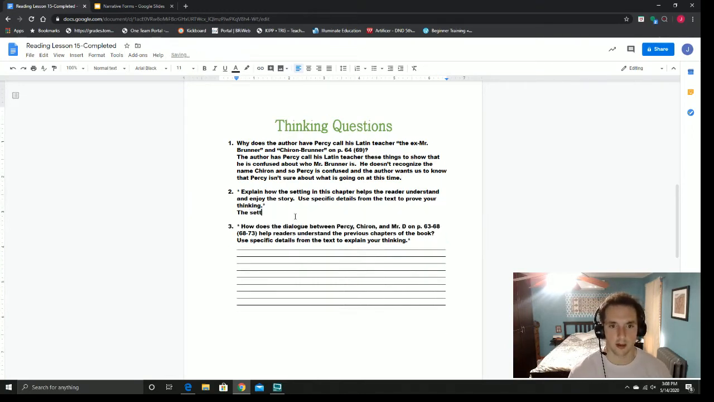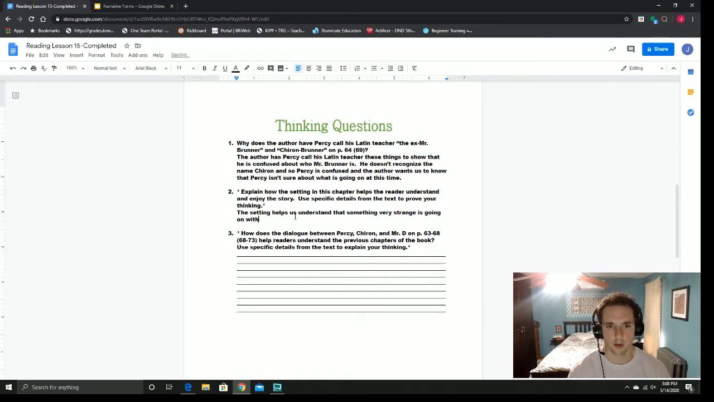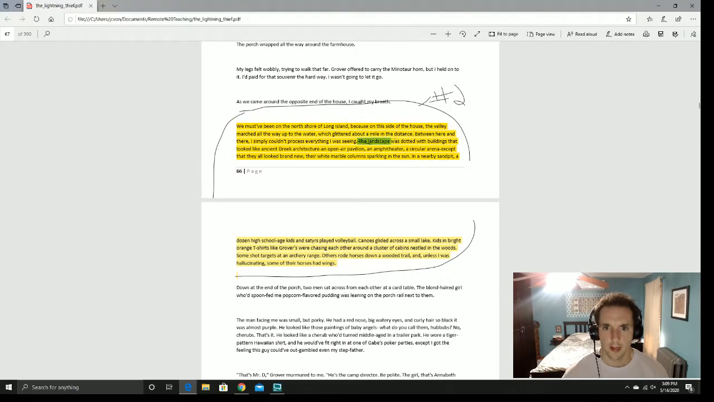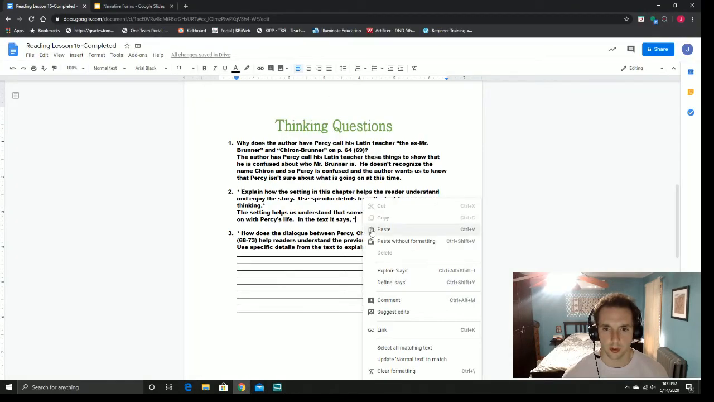So the setting helps us understand that something very strange is going on with Percy's life. In the text, it says, "style buildings that look like ancient architecture." This detail right here is the one that shares about the weird Greek stuff that's there.